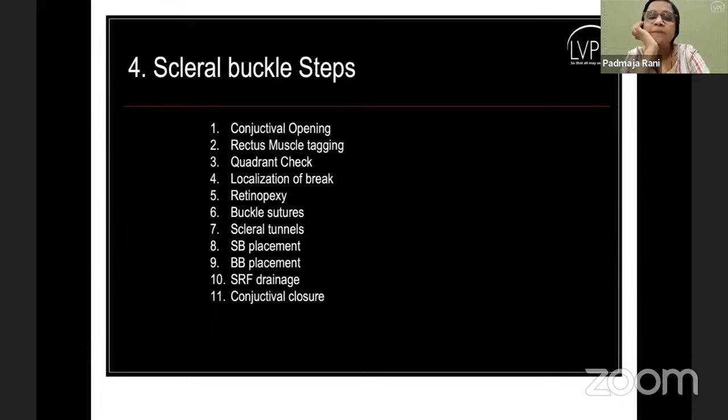The first step is the conjunctival opening, then we do rectus muscle tagging, then we do the quadrant check, then the most important is again localization of the break intraoperatively, and then the retinopexy, the treatment of the break, mainly by cryotherapy, and then placing the scleral sutures. Then you have scleral tunnels, then you place a scleral buckle, then you can place a belt buckle band, and then you do a drainage of the subretinal fluid, if required, and conjunctival closure. All these steps, right from opening to closure, are very important and need to be meticulously planned.